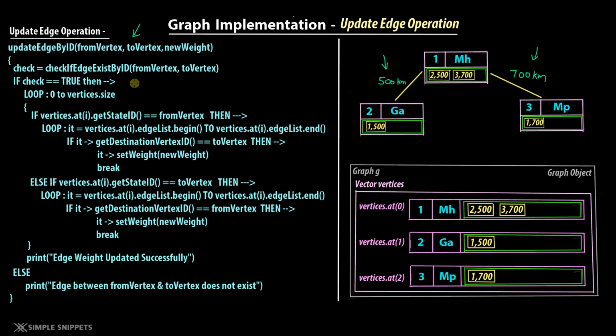Alright, so let's start with update edge by ID. So this is our function name, update edge by ID. So I hope you understood what we want to do.